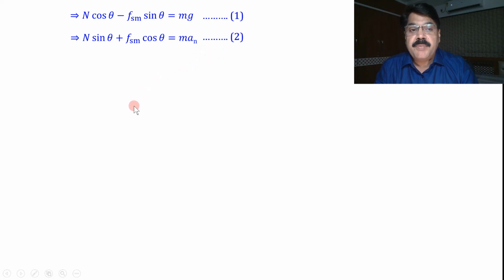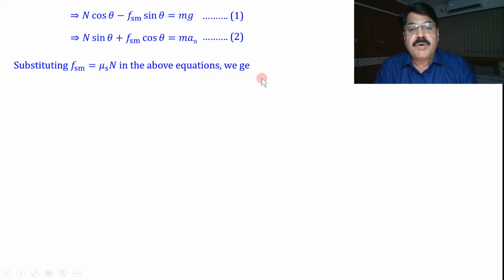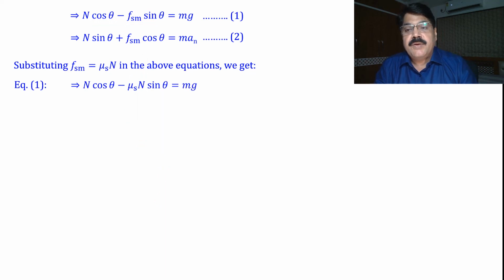And we can replace the value of f_sm. What is f_sm? Mu_s into N. Substituting f_sm is equal to mu_s into N in the above equations, what do we get? Equation 1 will be converted to N cos theta minus mu_s into N sin theta is equal to mg. And equation 2 will become N sin theta plus mu_s into N cos theta is equal to m a_n.